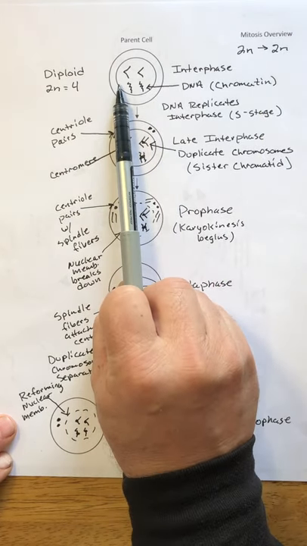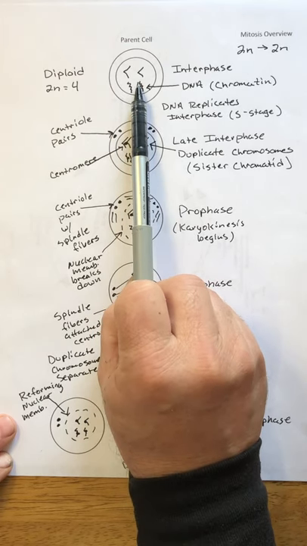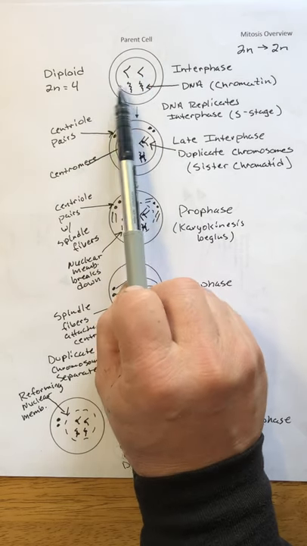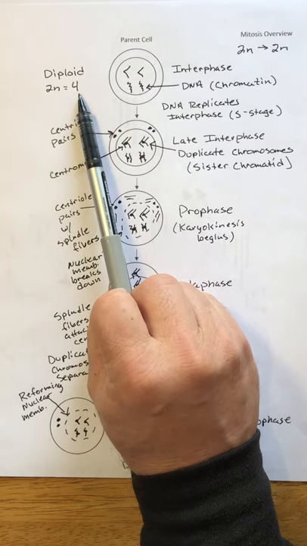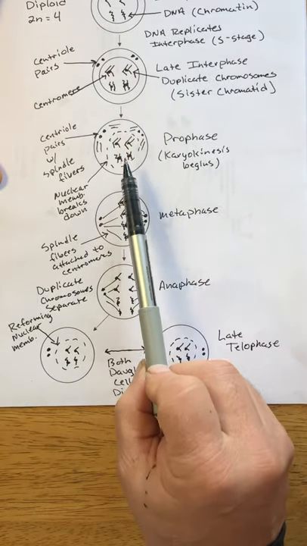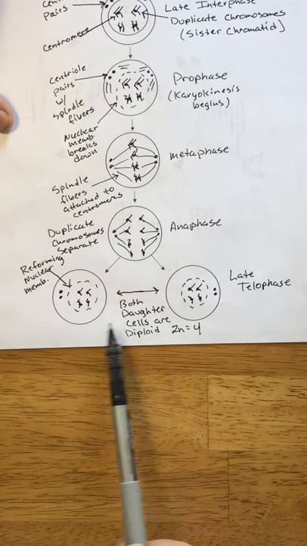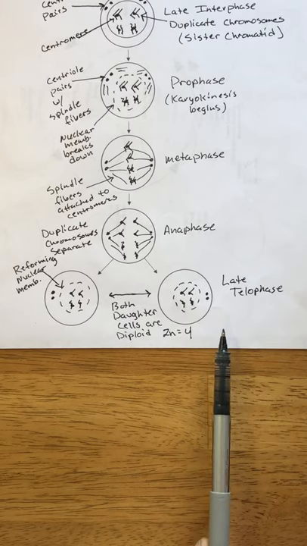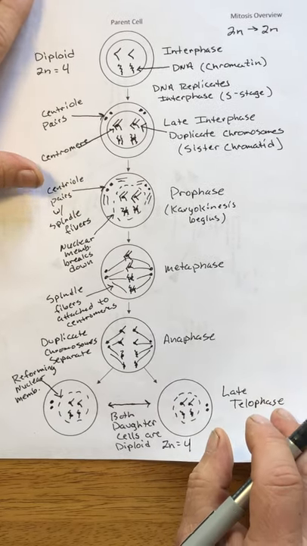So if you take a look at the parent cell, remember this is happening in your normal body cells, your somatic cells. We start out with a diploid chromosome count, in this example 2N equaling 4. In your normal body cells, that 2N or diploid chromosome count would be 46. But in mitosis, we replicate the DNA, and then we go through each of the phases of mitosis, and we end up with two duplicate daughter cells that are both diploid at the end of telophase. So we're going to contrast that a little bit with what's going on with meiosis.